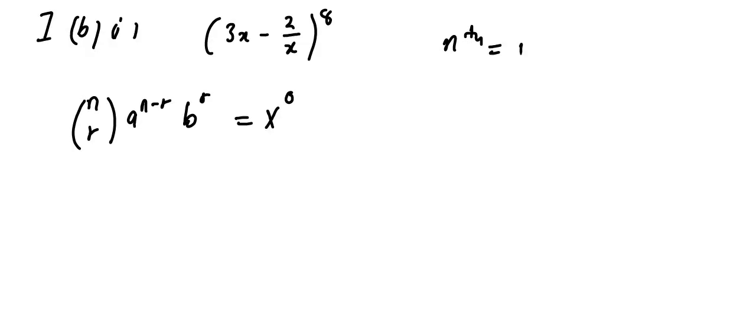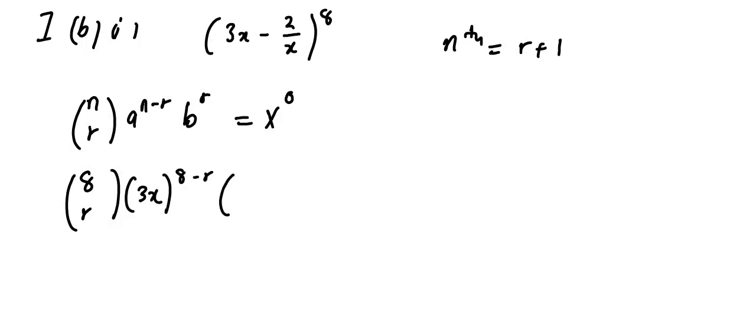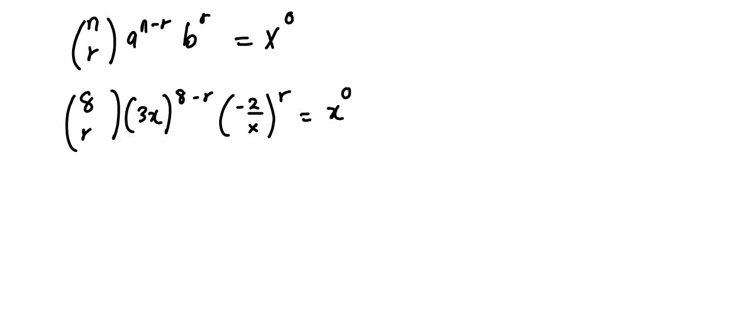And we know the nth term is just r plus 1. So this is 8 choose r, then the first term is 3x to the power 8 minus r, then this is negative 2 over x to the power r, is equal to x to the power 0. Then this right here is going to be x to the power 8 minus r. Then down we're having x to the power r, equal to x to the power 0. We get only the portions that have x. That's what you simply get.